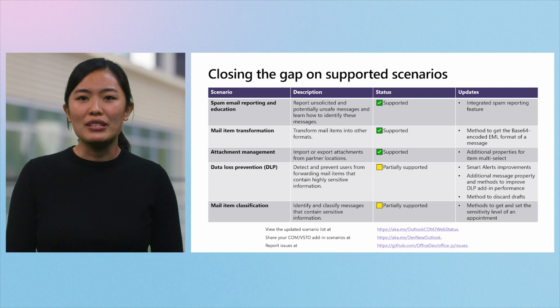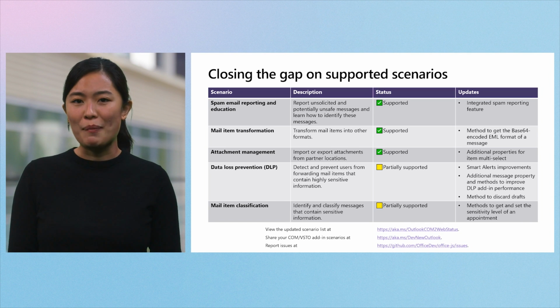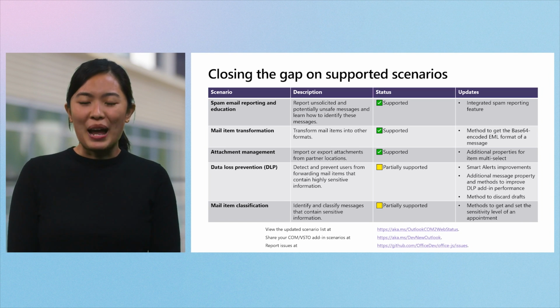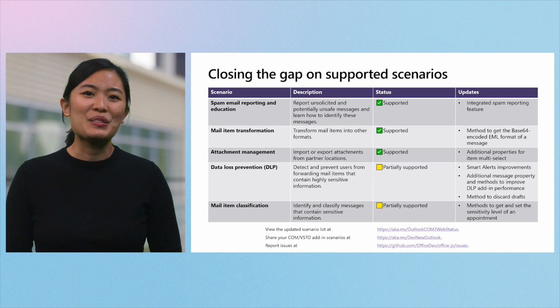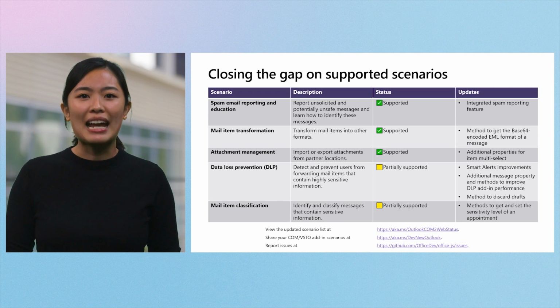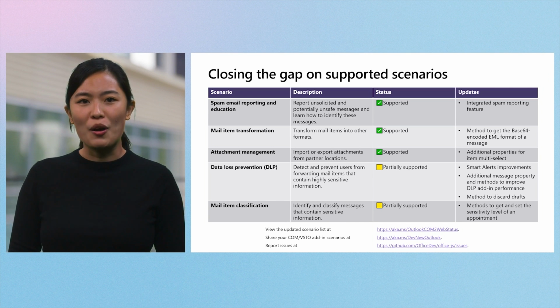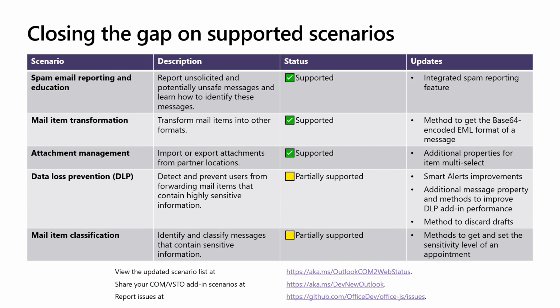The team has been focusing on closing this gap to provide a more seamless experience when you transition to web add-in solutions. We're happy to announce that we've added more features to support scenarios that represent more than 95% of the usage of Outlook COM add-ins. These scenarios include spam email reporting and data loss prevention. And the great news is that you can start implementing these features in your production add-ins today.